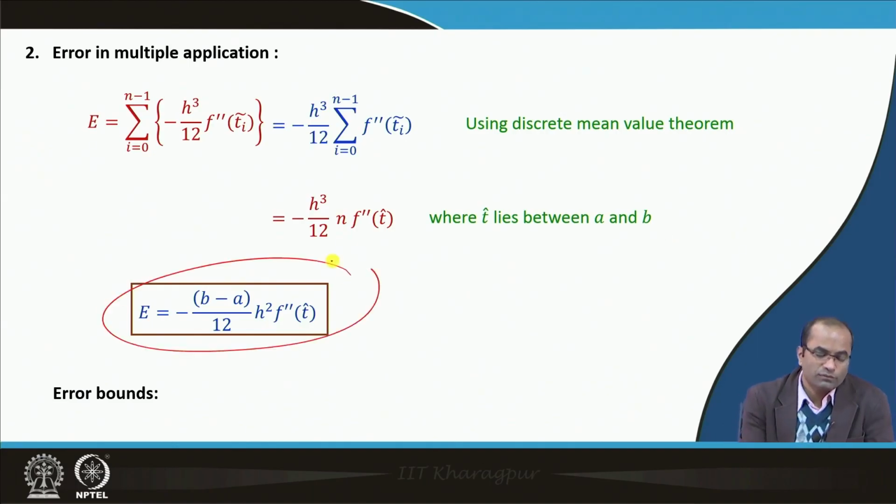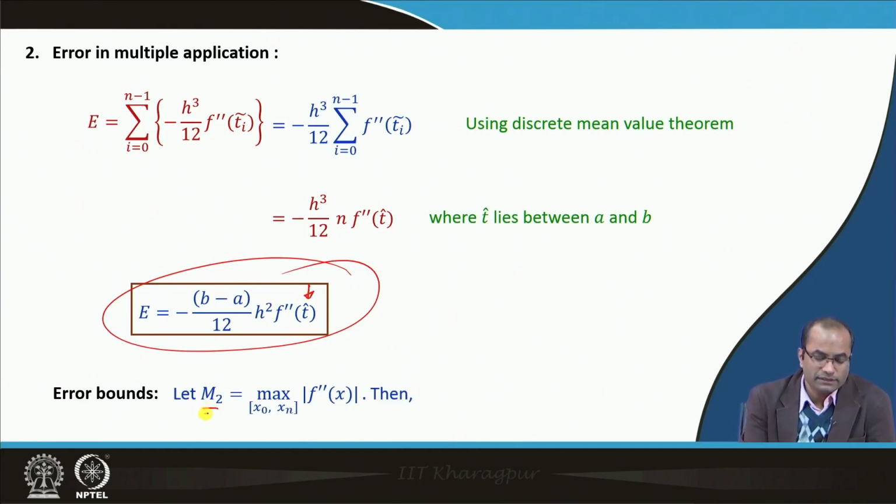So, having this formula we can get at least the upper bound, because this t hat is not exactly known, but we can find the maximum value of this double derivative, and then we can estimate the error in the given approximate value.